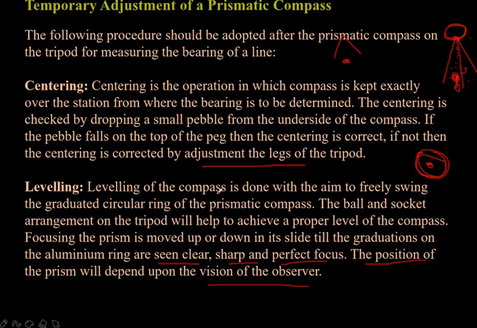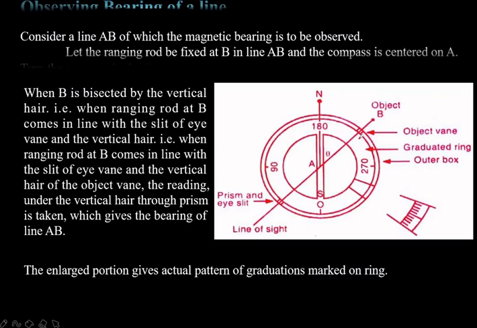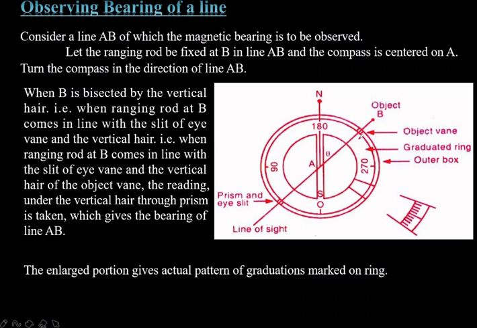Okay, why is this leveling done? It is done to level the graduated ring which is mounted on the pivot, to get the correct reading on the aluminum ring, which is very sharp, in perfect focus, and clear. So this centering and leveling should be done before measuring any bearing of a line. Next, we'll come to the observation of the bearing of a line.